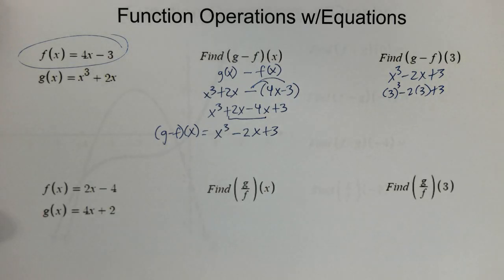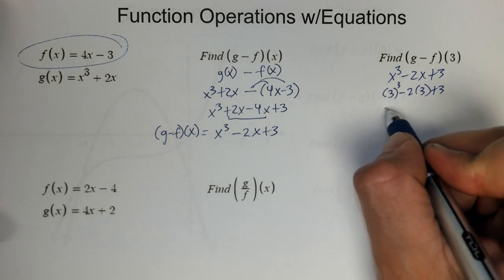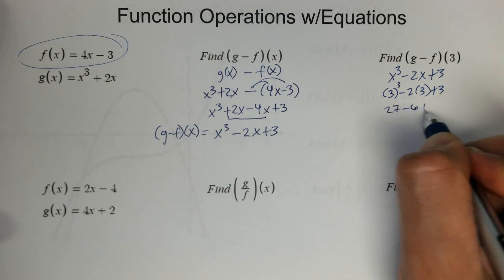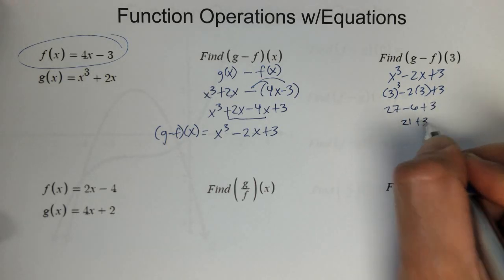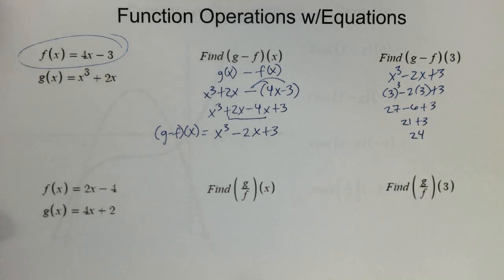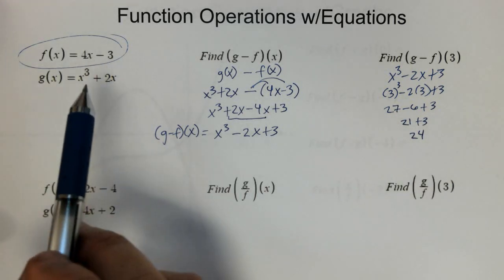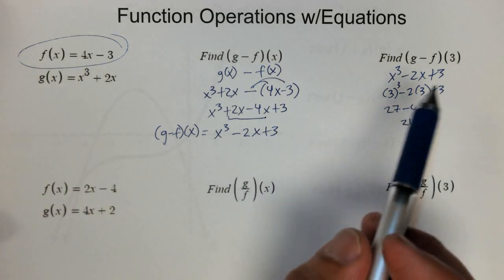And of course, do PEMDAS. 3 times 3 times 3 is 27 minus 6 plus 3. 27 minus 6 is 21 plus 3, gives me 24. And of course, I can plug 3 in here, plug 3 in here, and then do subtraction.